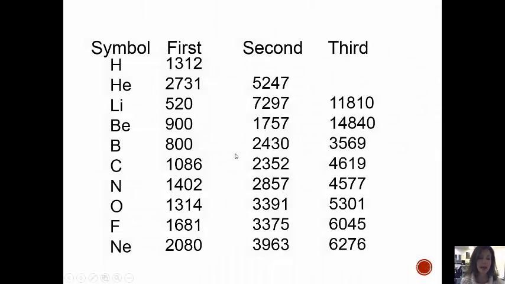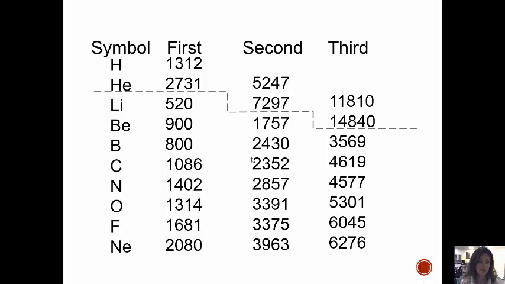Now, there's a pattern here. If you look, these are first ionization energies. They are always lower than their second ionization energy, and the second is always lower than the third. But there are some interesting things that you see going on here. If you look right here, you see there's a cutoff. What is significant is the first ionization energy for helium is very high. But for lithium, it's quite a bit lower. And you see the same jump here and the same jump here.